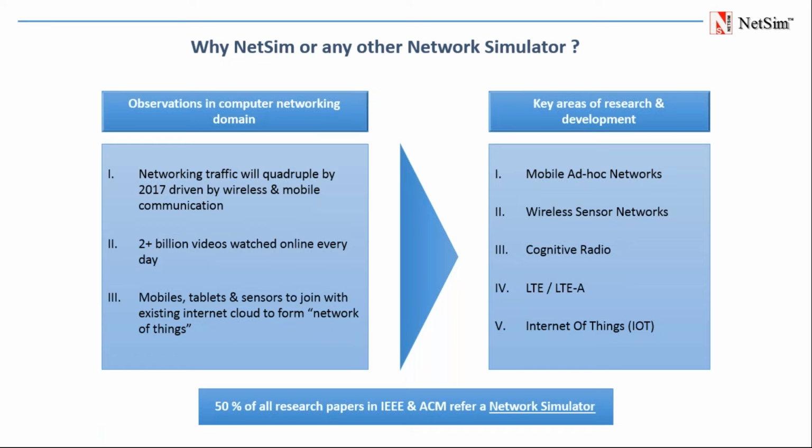These observations lead researchers in the field to conduct research in domains such as mobile ad hoc networks, wireless sensor networks, cognitive radio networks, LTE (long-term evolution) and LTE-Advanced networks, and Internet of Things, IoT. Also, 50% of all research papers in IEEE and ACM refer to a network simulator. That's why we require this kind of network simulator in our research.